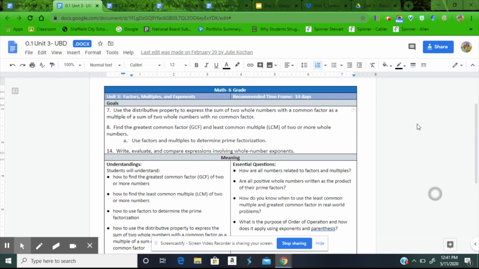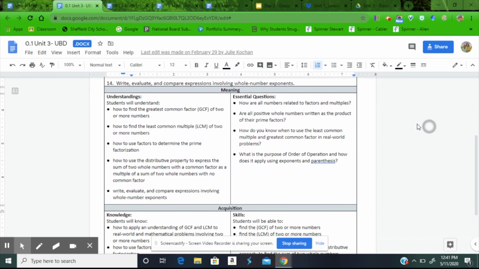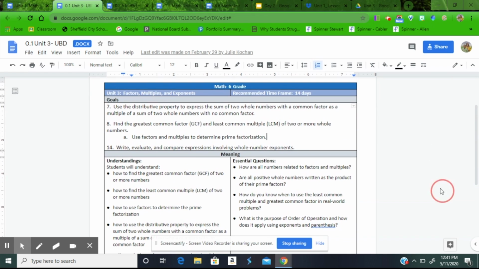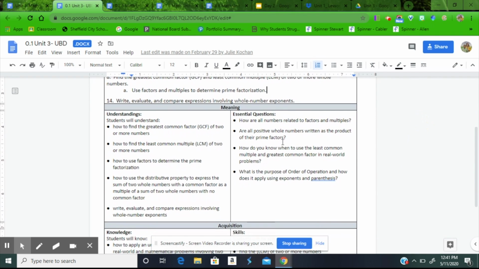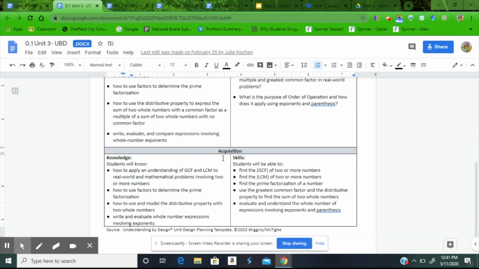Our UBD gives us our goals, our meaning, and our acquisition for Unit 3. The goals are just simply the new Alabama course of study standards listed. The meaning is what students will understand throughout this unit, essential questions, what they will answer throughout the unit, and then acquisition talks about our knowledge, what students will know at the conclusion of the unit, and the skills that they will be able to do at the end of the unit.